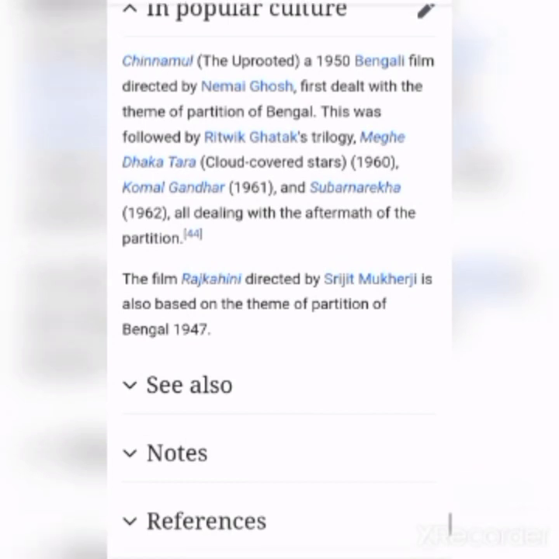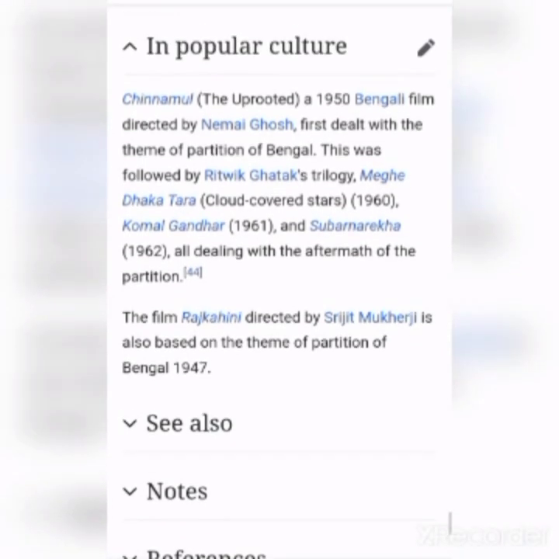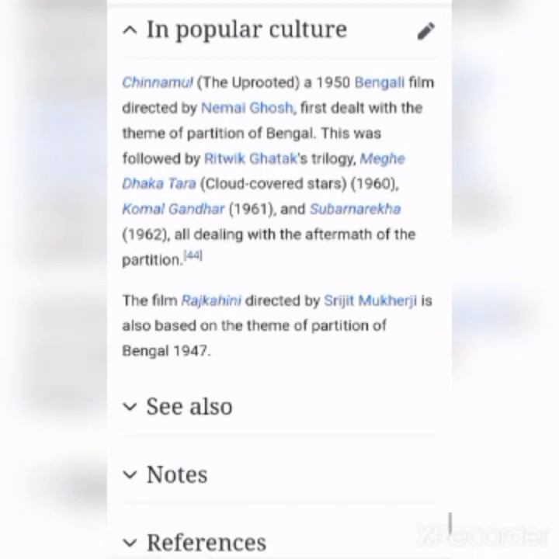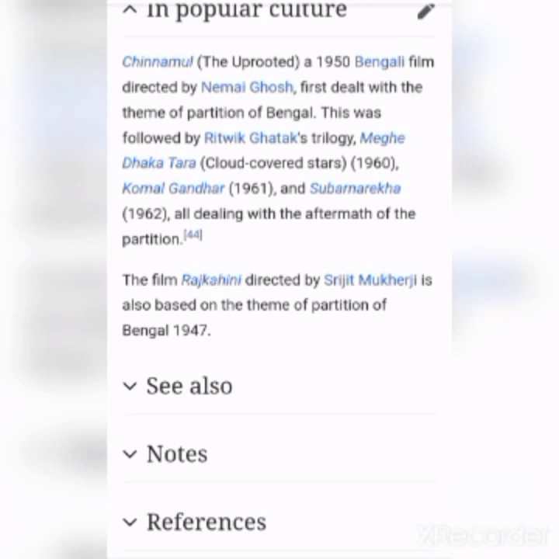The film Rajkahini, directed by Srijit Mukherjee, is also based on the theme of the partition of Bengal, 1947.